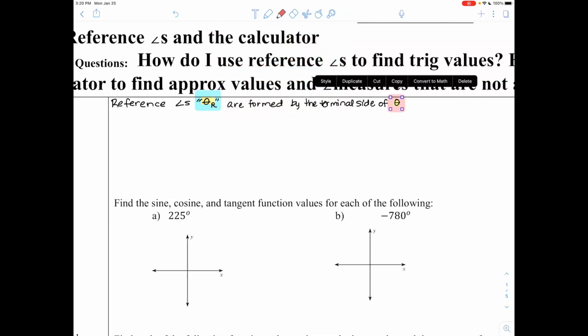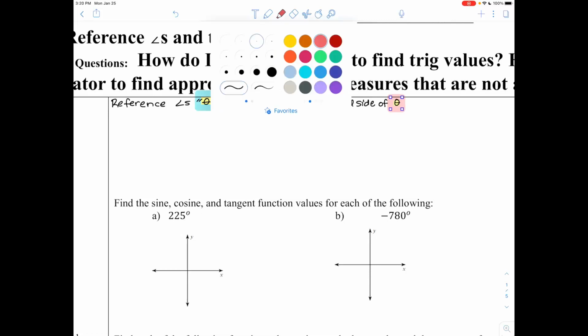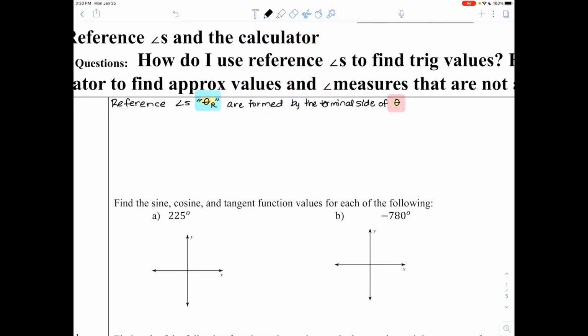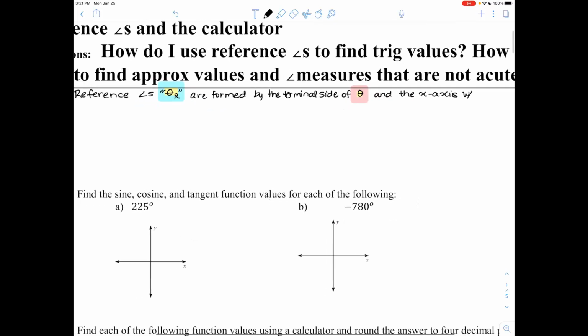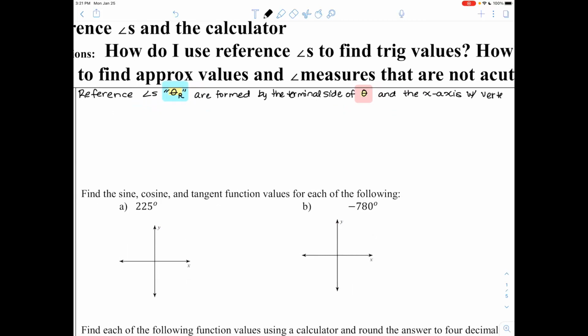I think I'm going to make my highlighters a little skinnier here. Okay. And the x-axis with the vertex at the origin. They are always acute. So greater than 0 but less than 90.